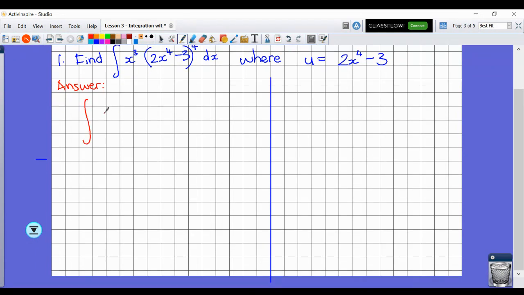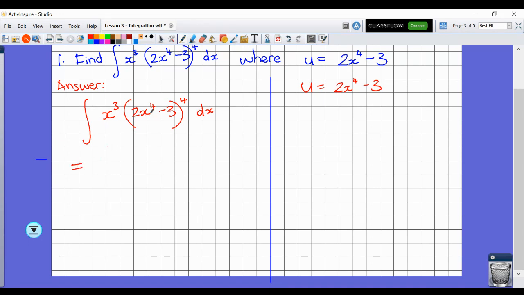So what we do is I'll rewrite the integral here. So x cubed, 2x to the 4, take 3, to the power of 4, dx. Okay, so our substitution we're given is this. So u equals 2x to the power of 4, take 3. Now the whole point here is to change all of the x's into a u, and then we're going to integrate with respect to u instead of x. Okay, so let's get rid of all of the x's here.